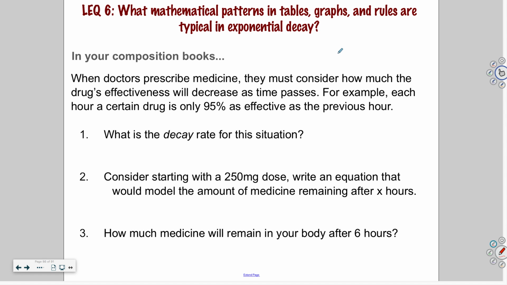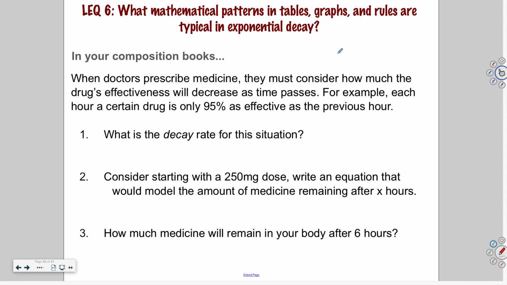Now, in exponential decay, we're not necessarily concerned with what was lost. We're more concerned with what remains. Does that make sense? Like yesterday with the pennies. We took the heads, we got rid of them, we didn't even count them. We only counted the ones that stayed. So that's decay, you're interested in what stays.